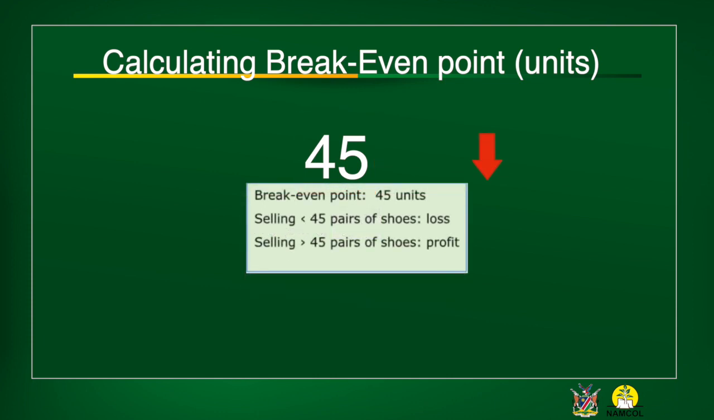If it sells less than 45 pairs of shoes, the enterprise would operate at a loss. At 45 units per month, it should neither make a loss nor make a profit. And every pair of shoes over 45 that it sells, it is profit.